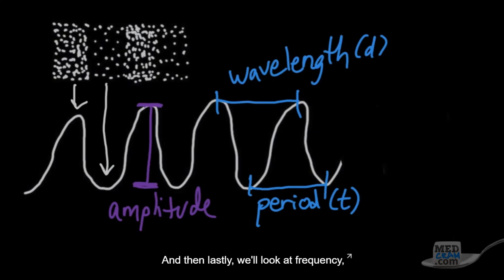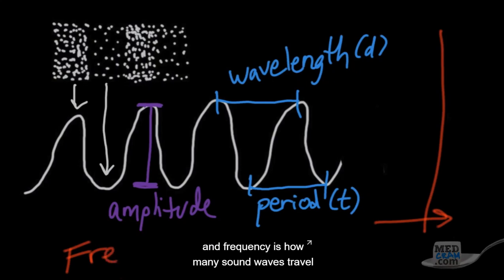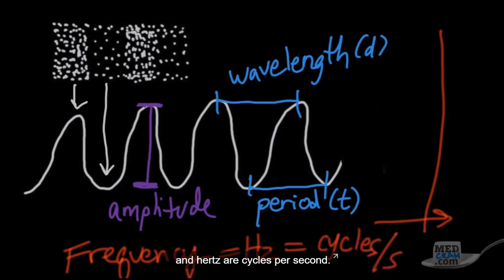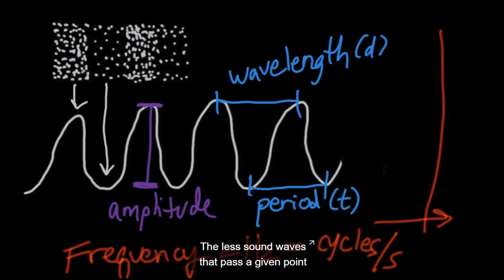And then lastly, we'll look at frequency. And frequency is how many sound waves travel past a certain point in a certain period of time. And frequency is measured in hertz. And hertz are cycles per second. So the more waves that pass a given point in a second, the higher the frequency. The fewer sound waves that pass a given point in a second, the lower the frequency.